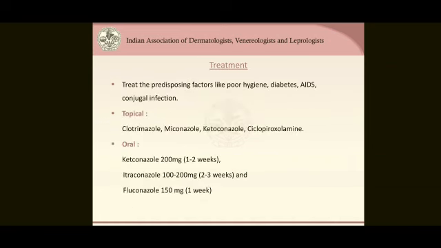Treatment wise, first you have to treat all the predisposing factors which were mentioned earlier. Along with that, you can start them on topical medications like clotrimazole, miconazole, ketoconazole, or depending on the intensity, you can start the oral medicines: ketoconazole 200 mg for 1 to 2 weeks, or itraconazole 100 to 200 mg for 2 to 3 weeks, and fluconazole 150 mg for 1 week.